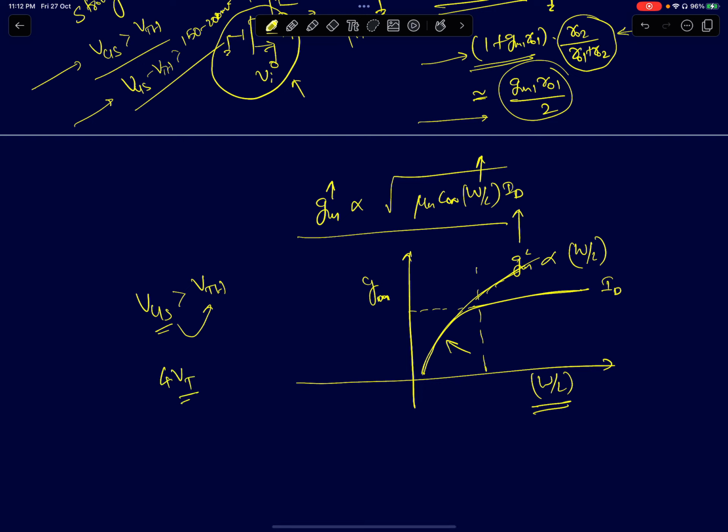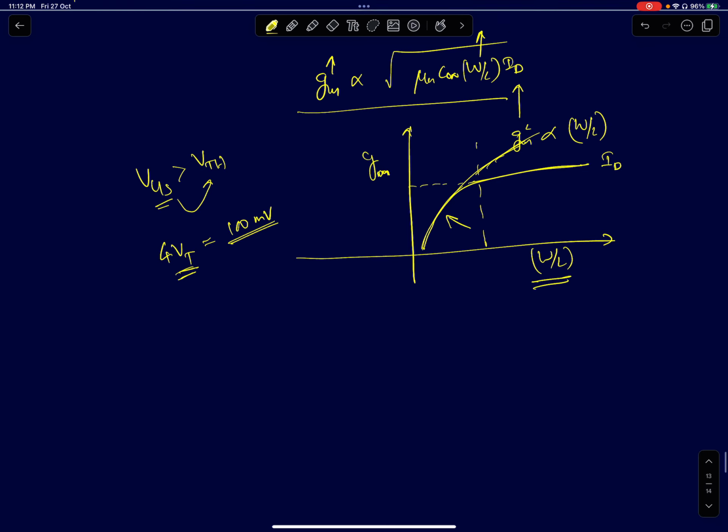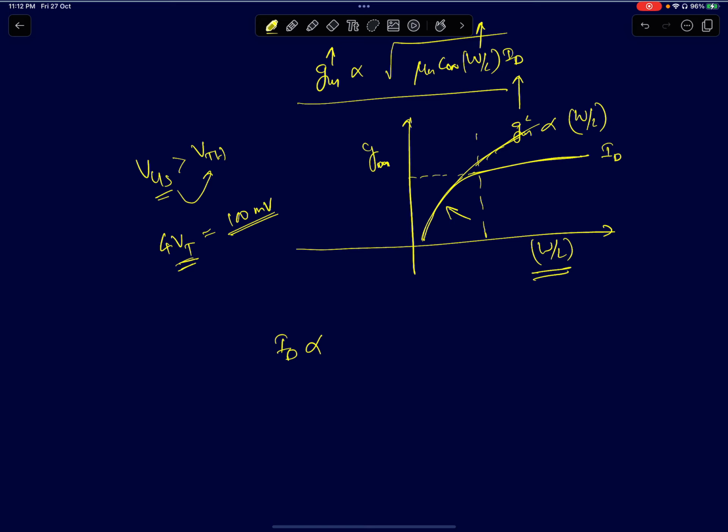Remember, VT is your thermal voltage, which we introduced for BJTs. When it is less than 4 VT, which is approximately 100 millivolts, assuming VT is 25 millivolts at 300 Kelvin, the device enters subthreshold, and the drain current then becomes exponentially dependent on VGS. It has an exponential dependence on VGS minus some eta VT, where VT here is the thermal voltage.